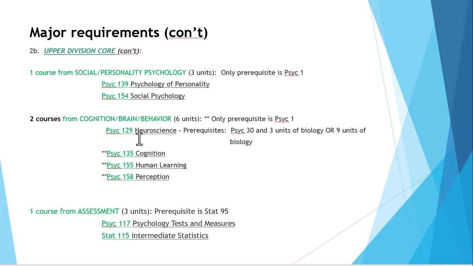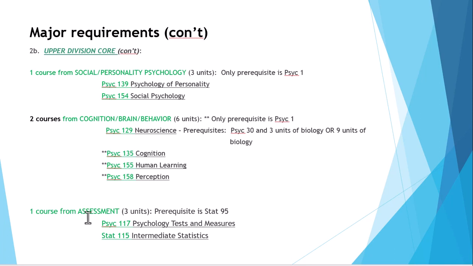So this neuroscience course is very much a physiology course, right? Talks a lot about biology. So we want to make sure that students who take neuroscience have a good foundation of that knowledge. Okay? So again, 2 courses from this area, and then we also have you take a more advanced assessment class.